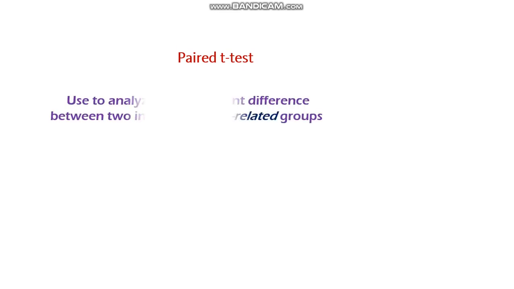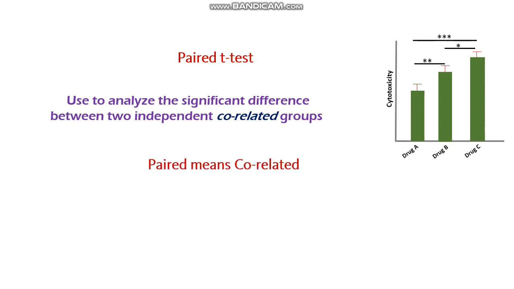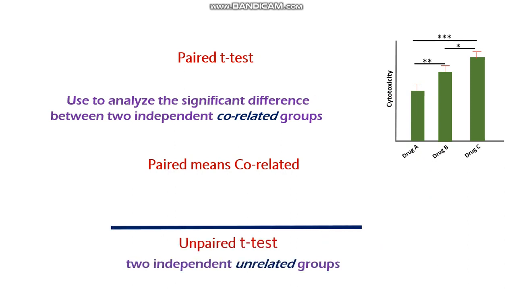But the paired t-test is a little different. This t-test is used to analyze the significant difference between two independent correlated groups. Correlated means paired, so here the paired indicates the correlated. If you see in this image, here are drug A, drug B and drug C. All are the same kind of group, right? These are correlated groups because all are treatment groups. We want to analyze the cytotoxicity between them. This is why we need to select the paired t-test instead of the unpaired t-test, right? I hope you can understand the difference between the paired and unpaired t-test. The paired t-test is basically for correlated groups, but the unpaired t-test is for unrelated groups, right?